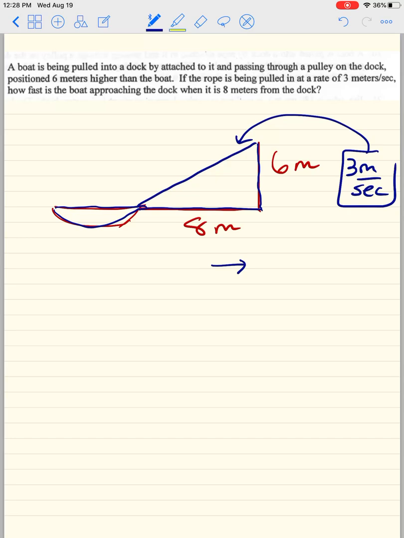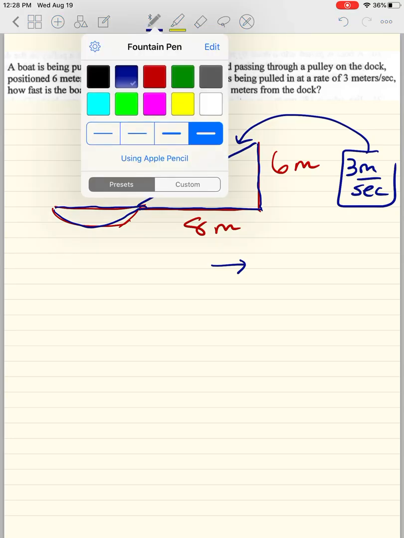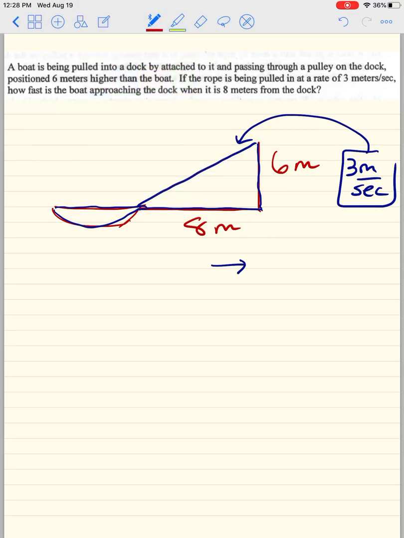Why? Because you're pulling it towards the dock, and if you guys know anything about the Pythagorean triples, we know that this is a 6, 8, 10 triangle, okay? You can do a squared plus b squared equals c squared to figure that out. So that's actually what we are going to be using to figure out the rate on how fast the boat is approaching the dock.